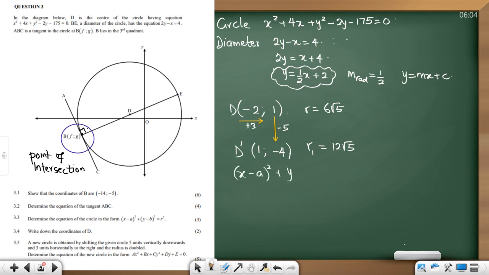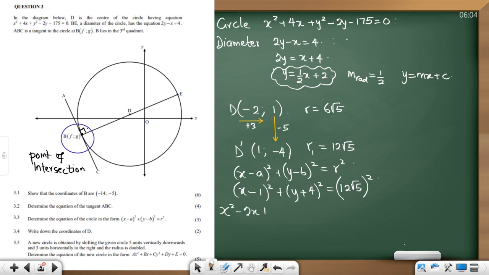(x minus a) squared plus (y minus b) squared equals to what? r squared. x minus our a is 1. y minus 4, which makes it positive. All right. And we have what? 12 root 5. But it is all what? Squared.